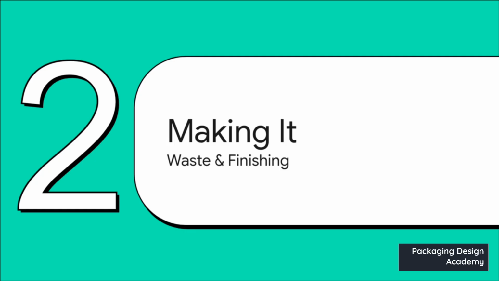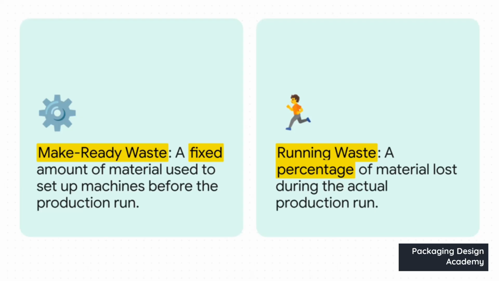We've got our material. Now we have to actually make the thing. This brings us to the next layer of our stack, where all the costs from the manufacturing process itself start to pile on. It turns out not all waste is created equal, and you're paying for two totally different kinds. First, there's make-ready waste. Think of that as a fixed cost. It's the material they have to use just to get the machines dialed in for your specific job. But then you've got running waste, which is a percentage lost while the machines are actually running your job.